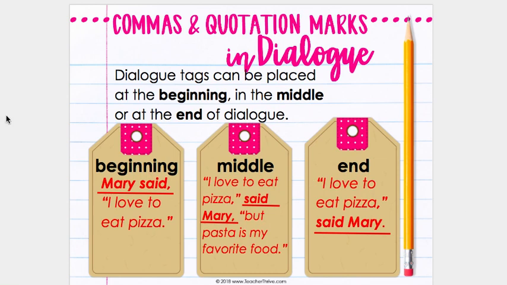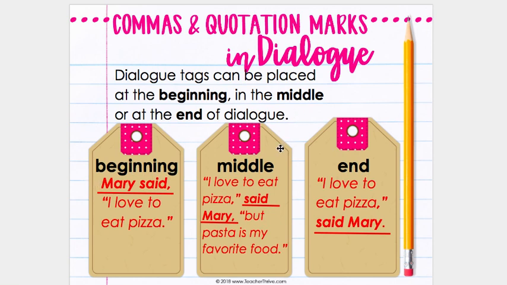So here is your first note. Dialogue tags can be placed at the beginning, in the middle, or at the end of dialogue. So in your beginning tag, it states, Mary said, "I love to eat pizza." So Mary said is the tag at the beginning of your dialogue.